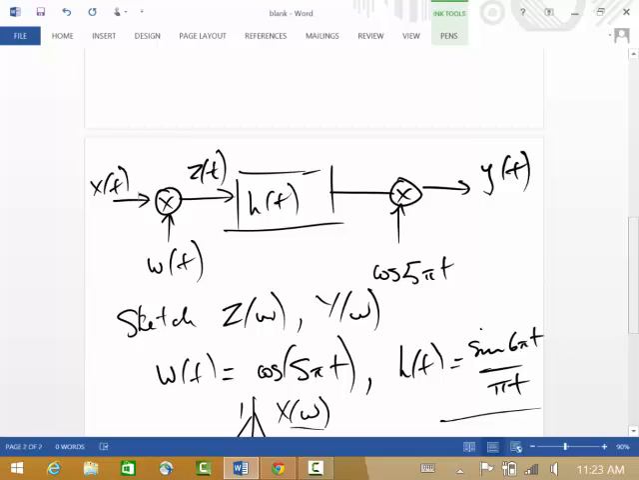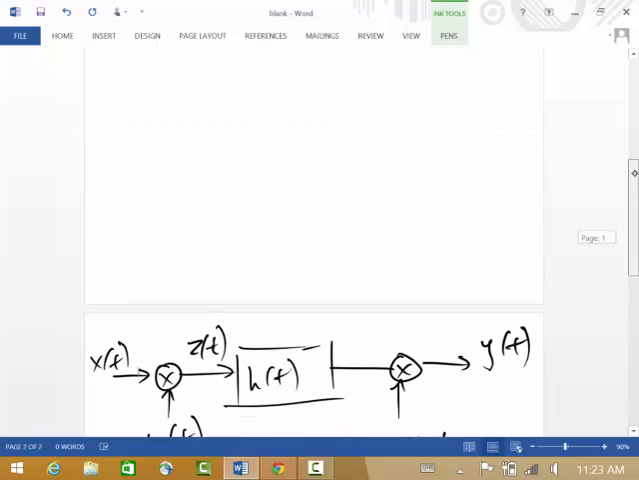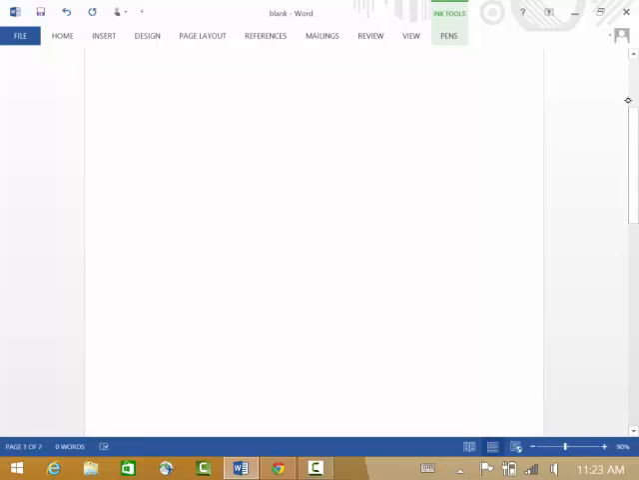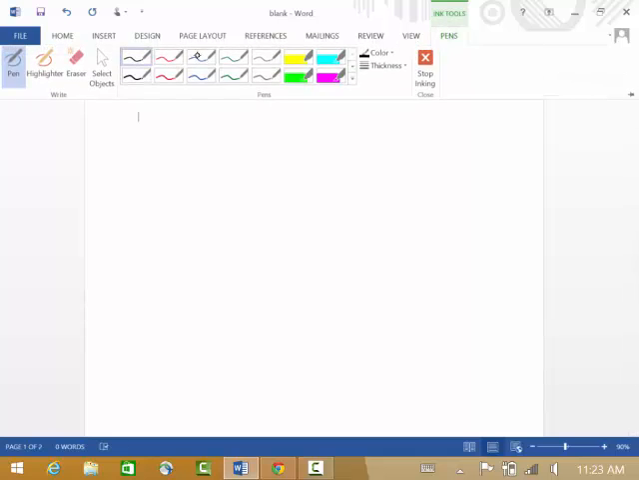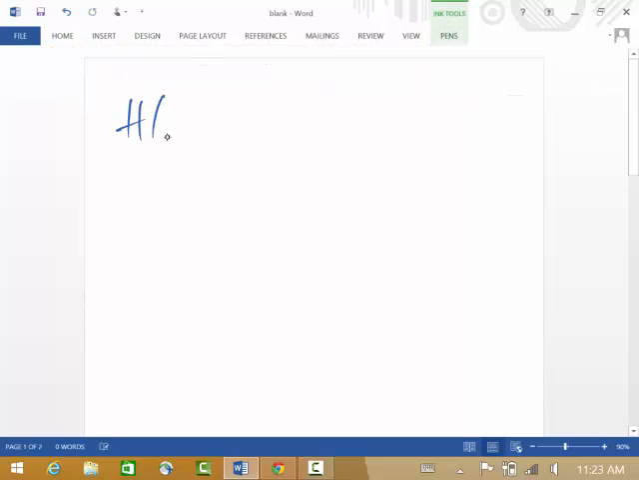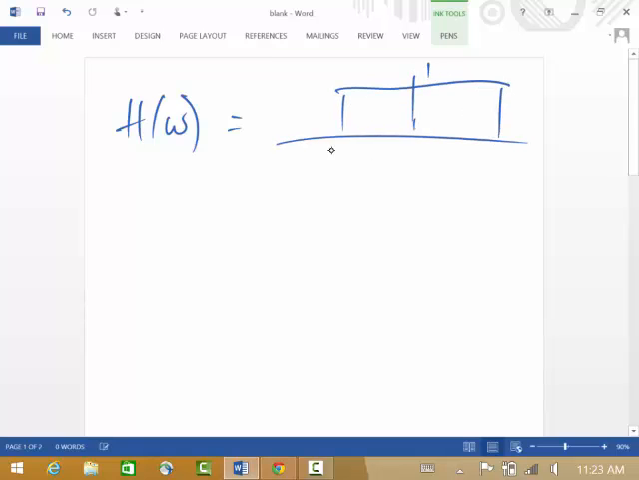So the h of omega in the problem we're doing currently is this. It's a rectangle. I guess it's of height 1, and it's from where to where? Negative 6 pi to 6 pi. So what does that do to our x?